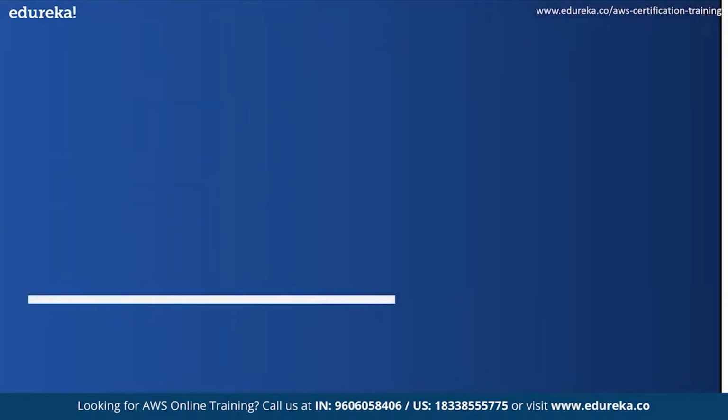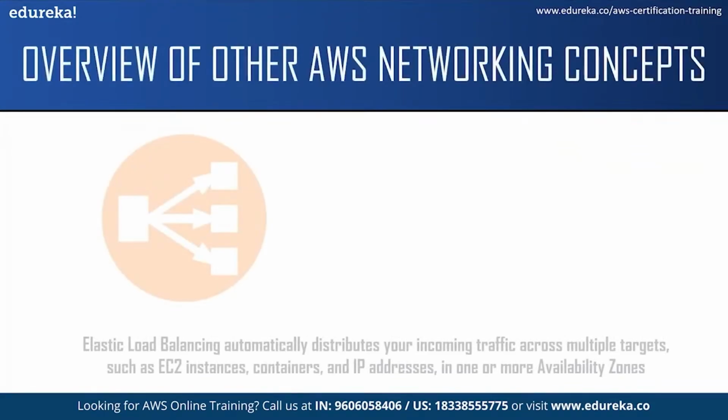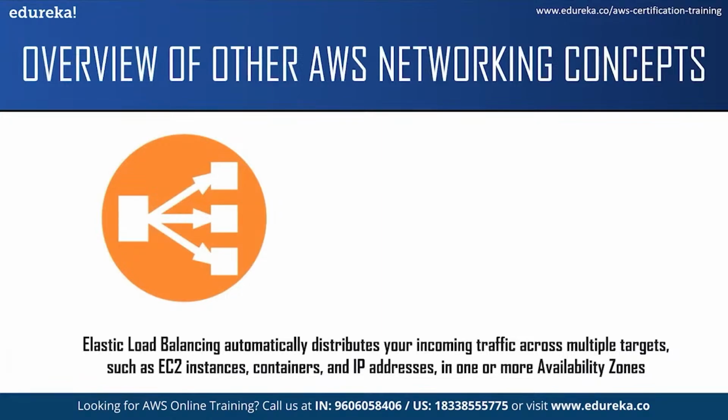Now let us move on to our next topic and see an overview of the other networking concepts in AWS. First, let us talk about Elastic Load Balancer. Elastic Load Balancing automatically distributes your incoming traffic across multiple targets. The targets could be EC2 instances, containers, and IP addresses in one or more availability zones. It will monitor the health of your registered targets and route traffic only to the healthy targets. It scales your load balancer as your incoming traffic changes over time. You can add and remove compute resources from your load balancer as your needs change. It will not disturb the overall flow of requests to your application.